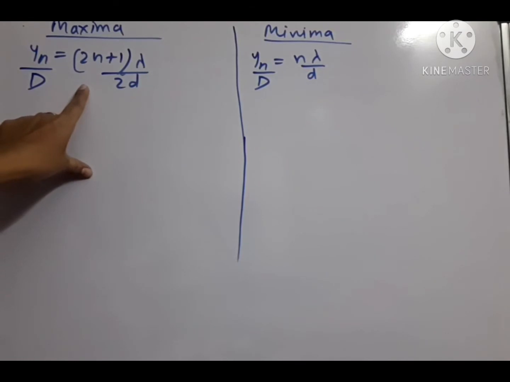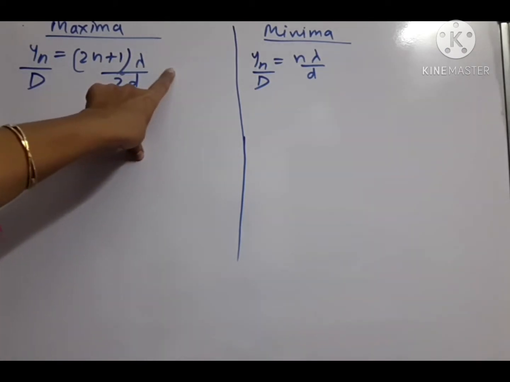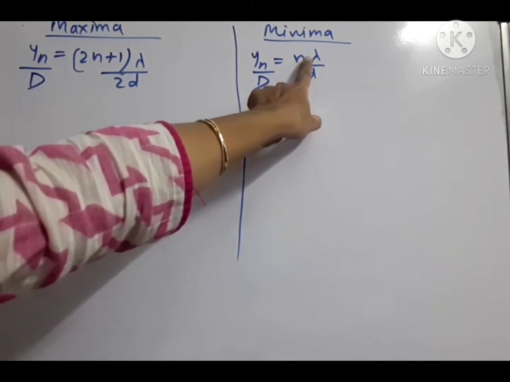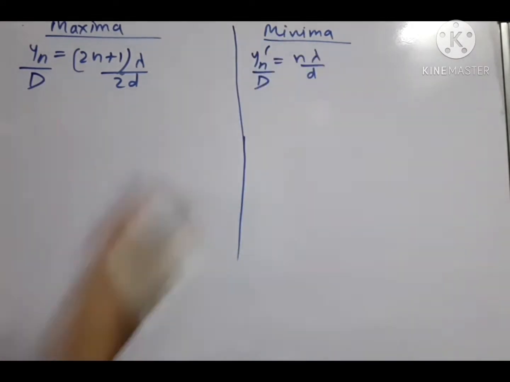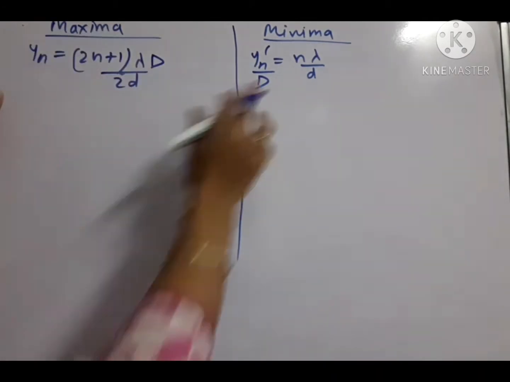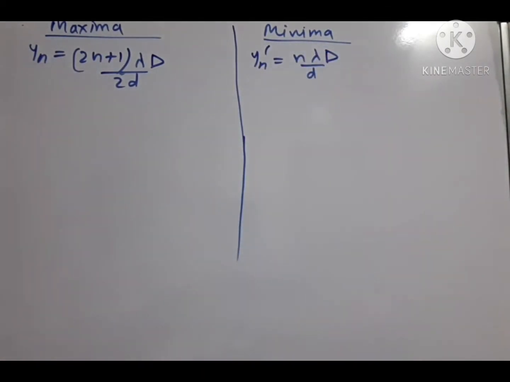Now we will continue with that table. You have already got the last step, yn by D equal to (2n plus 1) lambda by 2d for maxima, and for minima yn by D, meaning tan theta equal to sin theta, n lambda by d. Now our target is that we have to get the yn formulas. So this d should be shifted here. So I am removing this d from here, it is shifted. In the same manner, this d is also shifted to that side, capital D. So this way we have prepared the displacement formulas.